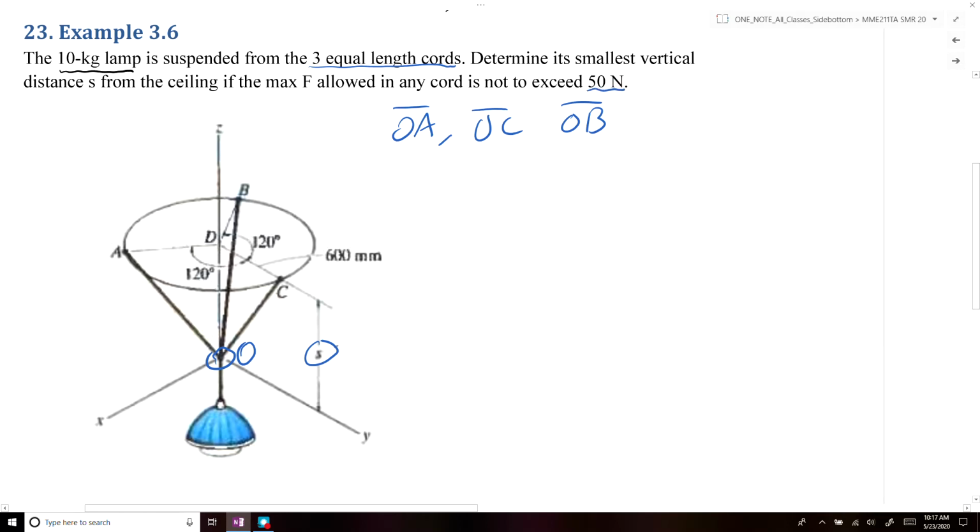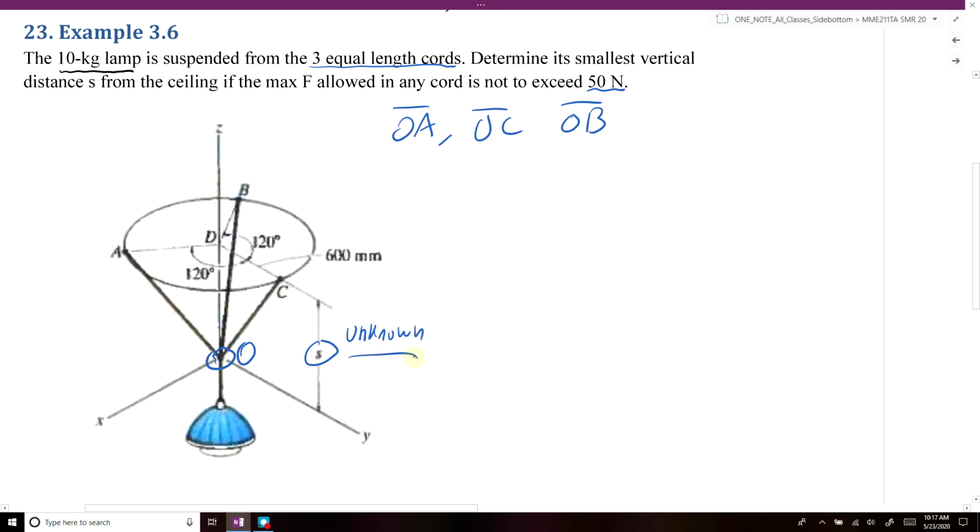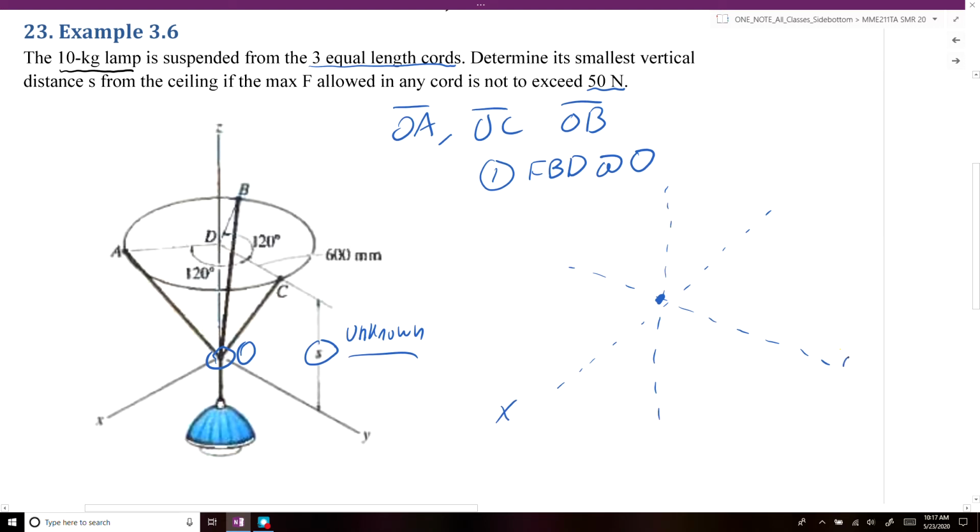So we're looking for S, that's our unknown that we're trying to solve for. First thing we're going to do, we'll draw a free body diagram at the origin. First things first, we'll define our coordinate system. We'll have our x-axis, our y-axis, and our z-axis.